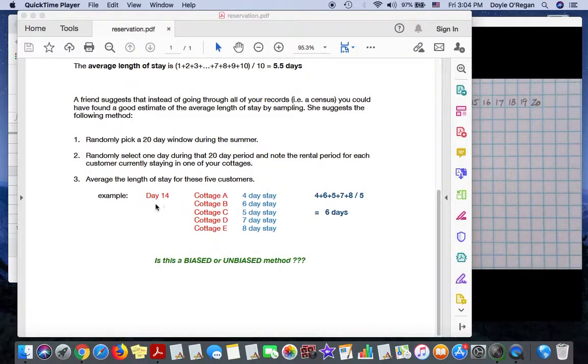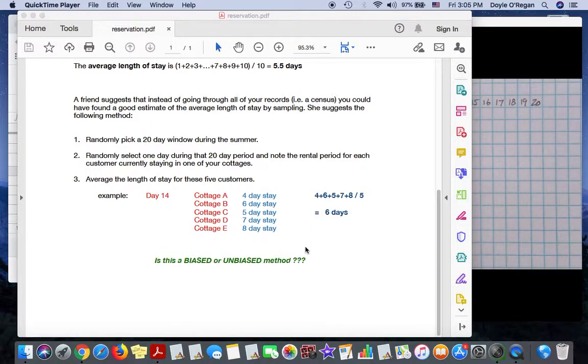So for example, let's say you pick day 14 and you stop by the cottages and see each person who's staying and how long they're staying for. Let's say in cottage A it's a 4-day stay, cottage B is a 6-day stay, etc. If you take the customers who are there on day 14 and average their length of stay, you get about 6 days, which seems pretty good because remember the average is 5.5 days. So this seems like a pretty good method and very simple. You just pick one day, go and see how long the people are staying and average that, and it seems to give you a pretty good estimate.